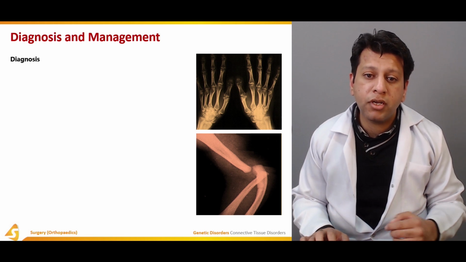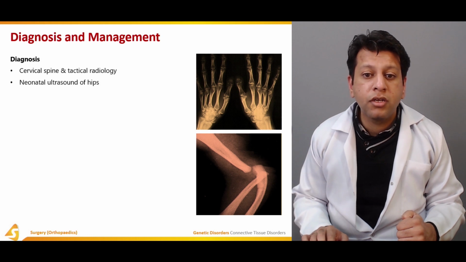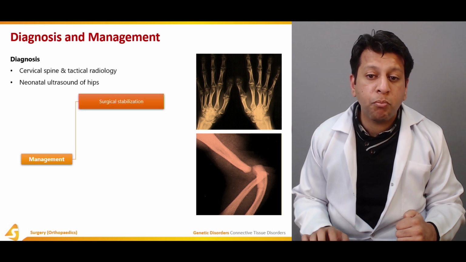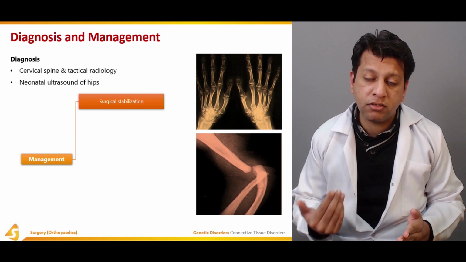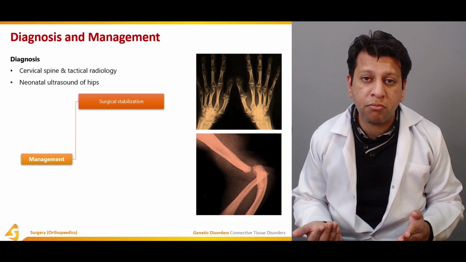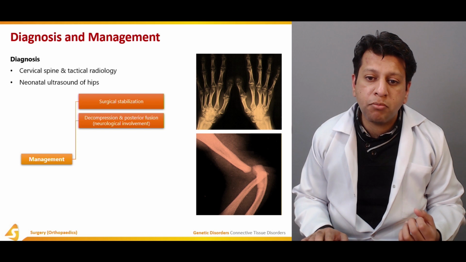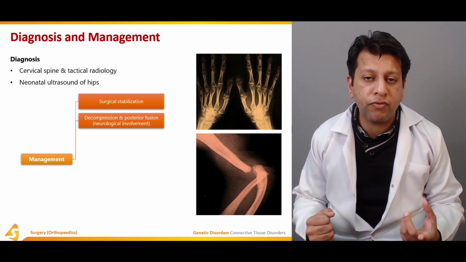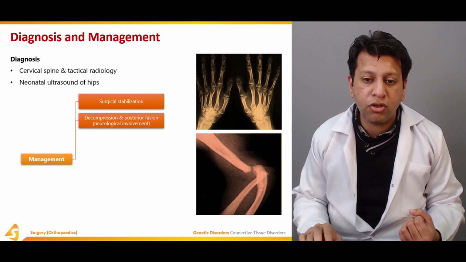The diagnosis is by cervical spine radiology. Neonatal ultrasound of the hip may show these pathologies as well. Management depends upon what kind of a problem it is. If the spine is going into kyphosis, or the thoracolumbar kyphosis is getting marked, then it may need a spinal fusion. If for example there is neurological involvement, this may result in decompression and posterior fusion to relieve the nerves of the neurological instability and compromise.